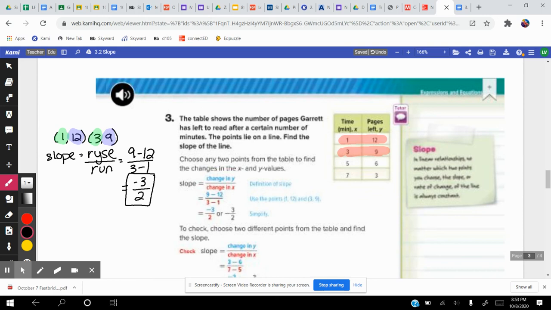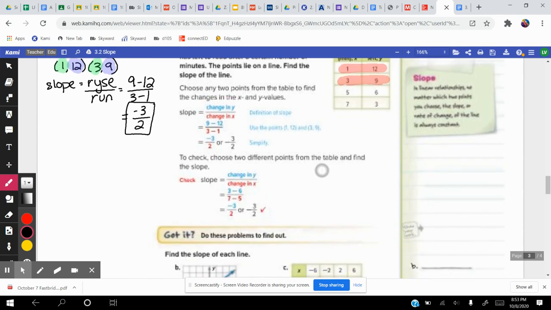In linear relationships, no matter which 2 points you choose, the slope or rate of change of the line is always constant. So that means that if I chose 2 other values in the table on the right, such as 7,3 or even 5,6, my slope is going to be exactly the same. So this next part, to check, choose two different points from the table and find the slope.